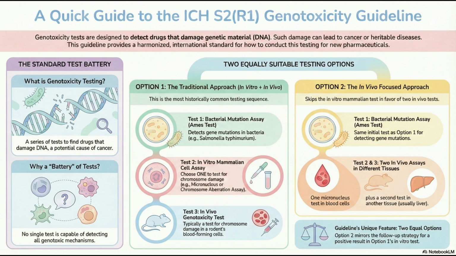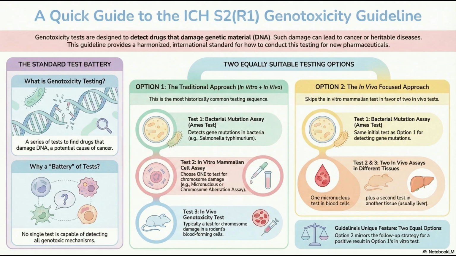If the relevance remains an open question, the standard follow-up is to mirror option 2 of the standard battery. You conduct 2 appropriate in vivo assays in different tissues with assurance of adequate exposure for both to definitively prove the lack of in vivo activity. So you basically run the full option 2 battery. You do. That provides the highest regulatory assurance.